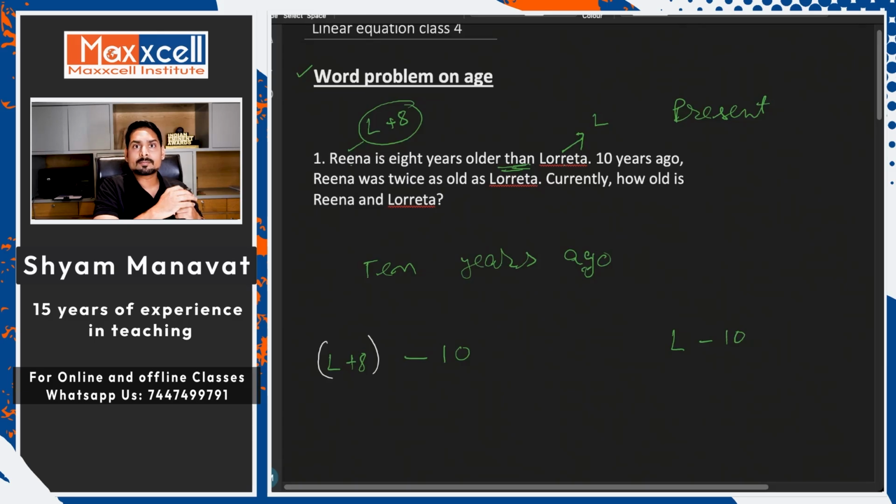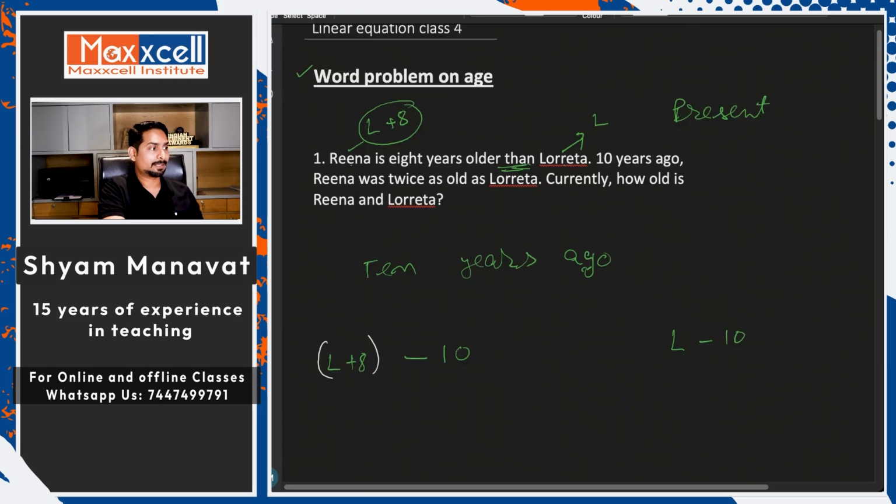Do you agree? Say you and your friend. Currently your age is something. Let's say you are 21 years old. Your friend is 19 years old. Now, if you go 10 years back in time, your age would be 11 and your friend's age must be 9. Correct? 10 years back. So when you go back in time, you should subtract from both of you, right? The age from both of you. Same, Loretta and Reena, 10 years ago, 10 years back in time. Are you okay with this? So 10 years ago, this is what happened.